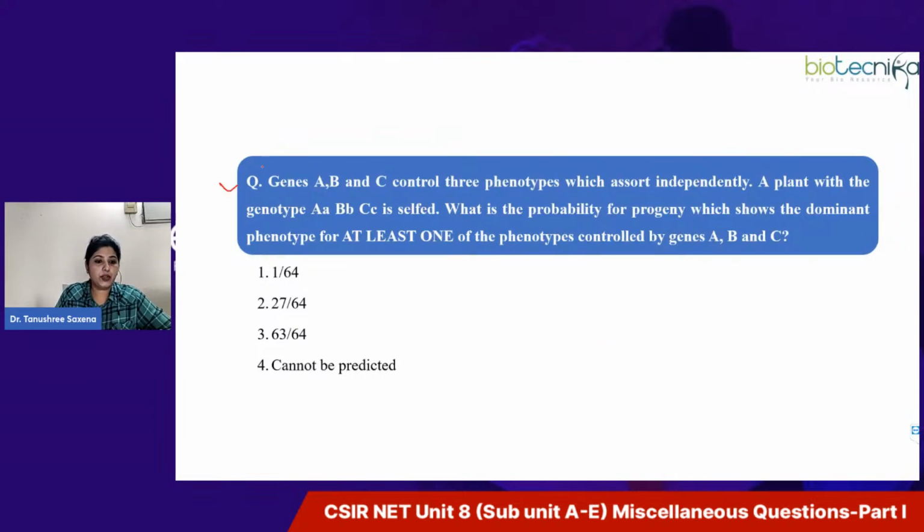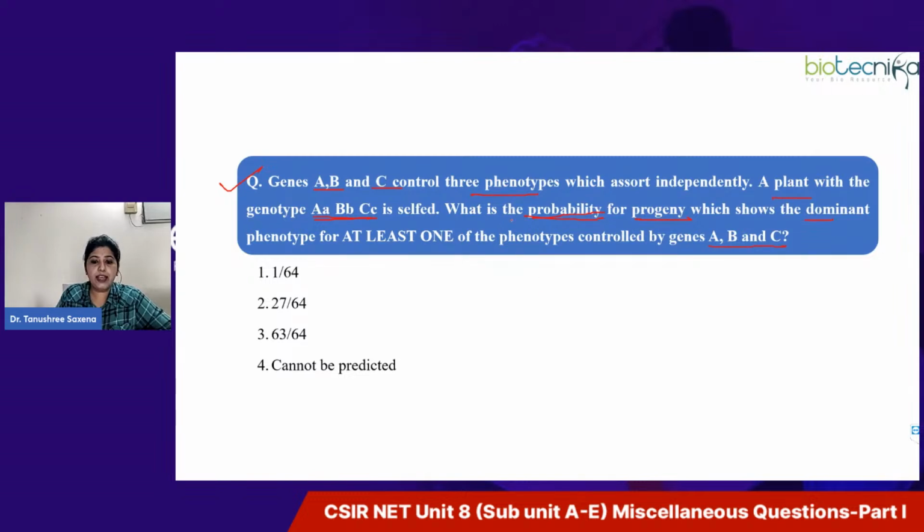So moving over to another question now, which is again based on probability. Genes A, B, and C control 3 phenotypes which assort independently. Now, a plant with the genotype, you can see this is the genotype of the plant, and they are selfed. The question is, what is the probability for progeny which shows the dominant phenotype for at least one of the phenotypes controlled by genes A, B, and C?